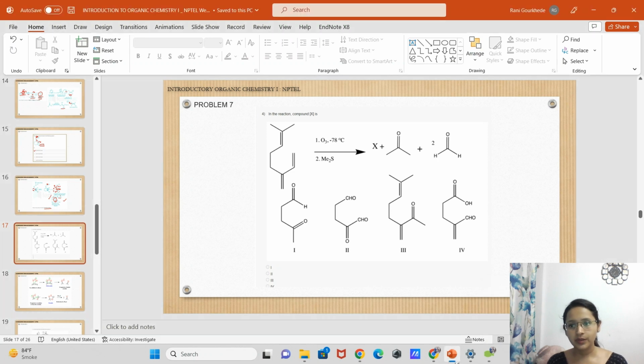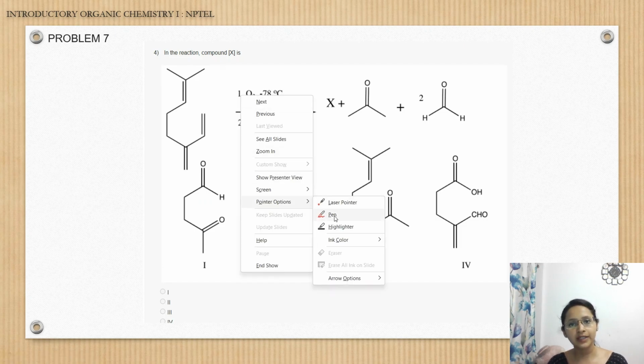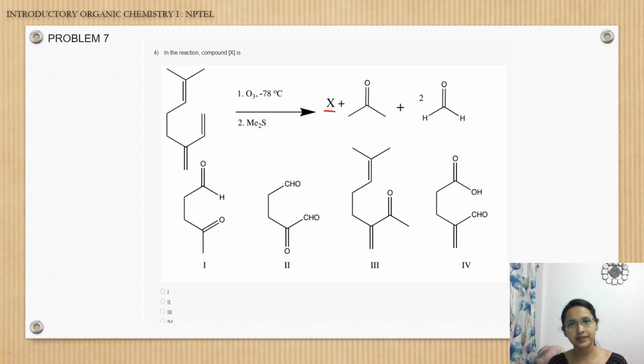So now coming to problem number 7. Here in the reaction, they are telling you to find the x. This is x, and you have to find it. You must remember that I have told you about the ozonolysis reaction, right?